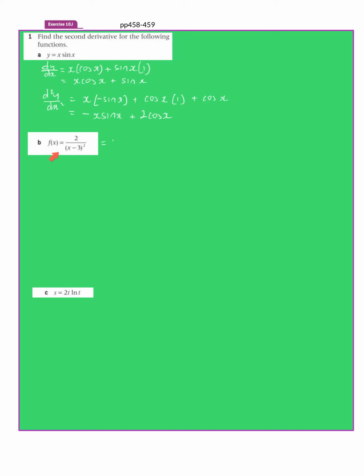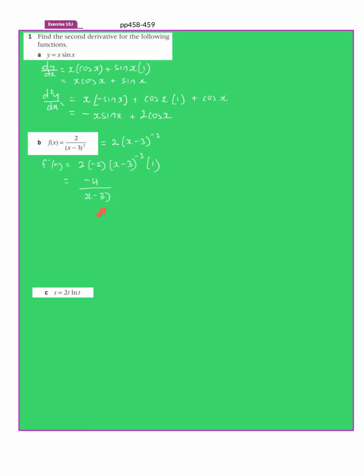Let's look at b, this function here. We're going to rewrite it. Remember, there's no x term on the top, so we'll just rewrite it like this to make it a bit easier. We don't need the quotient rule. The derivative of this function here is 2 times, bring the minus 2 down and change it to minus 3, and the derivative of what's inside is 1.